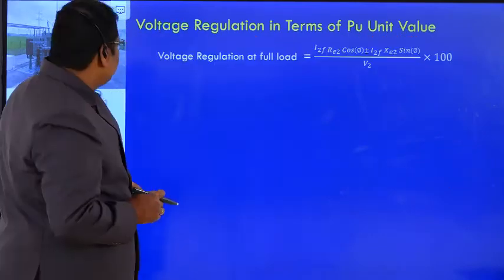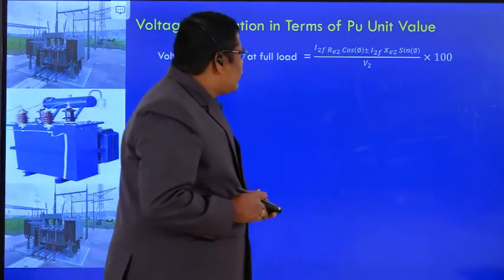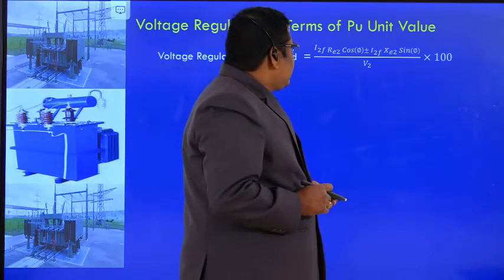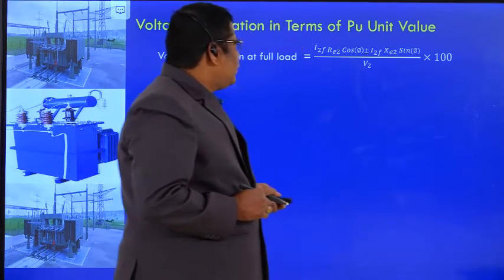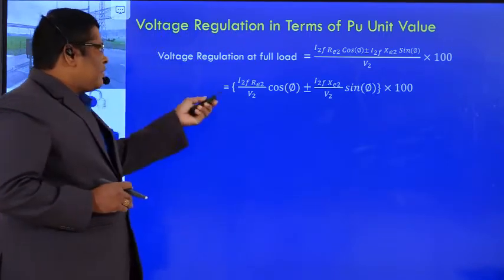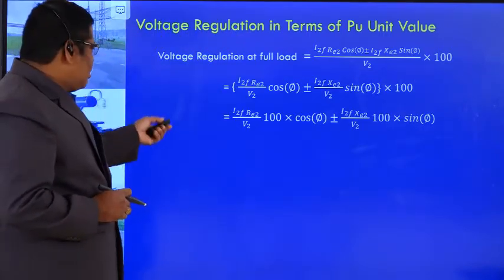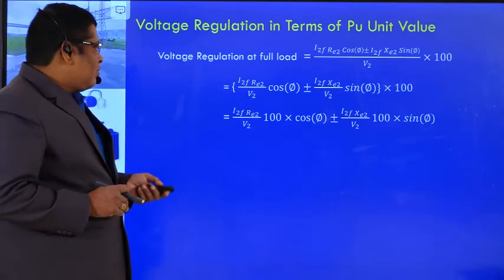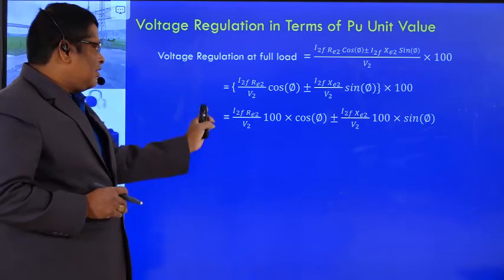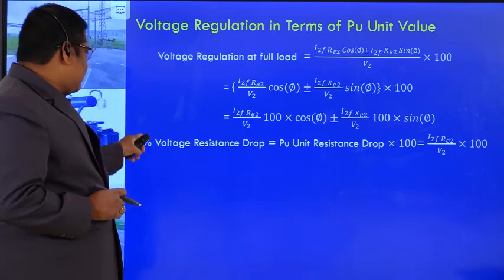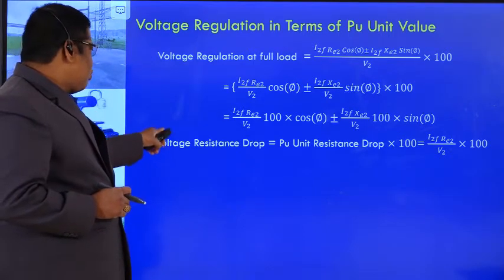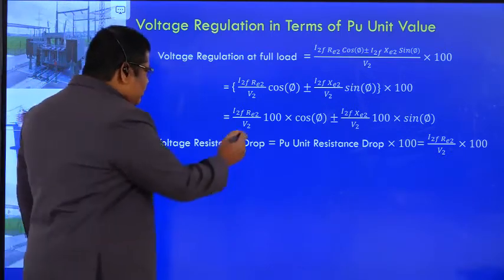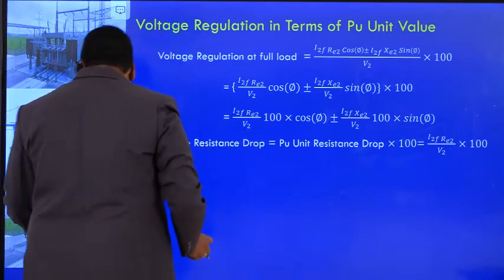The voltage regulation at full load is equal to (I2F Re2 cos φ plus or minus I2F Xe2 sin φ) by V2 into 100. We are rearranging this. Plus is used for the lagging power factor, minus for the leading power factor. Separating it, the percentage voltage resistance drop is nothing but the percentage resistance drop.